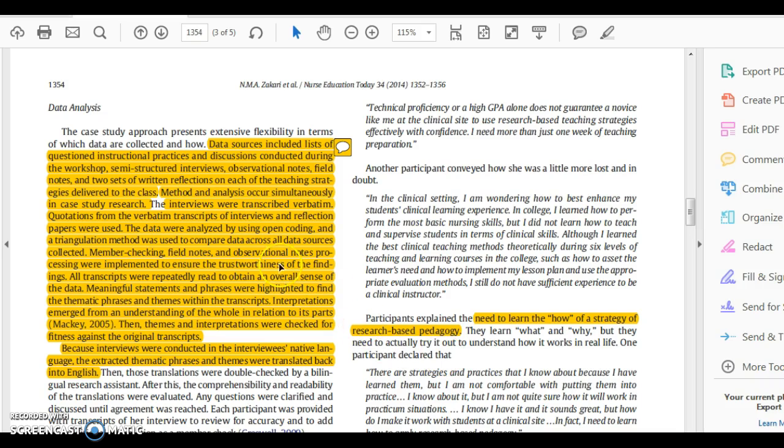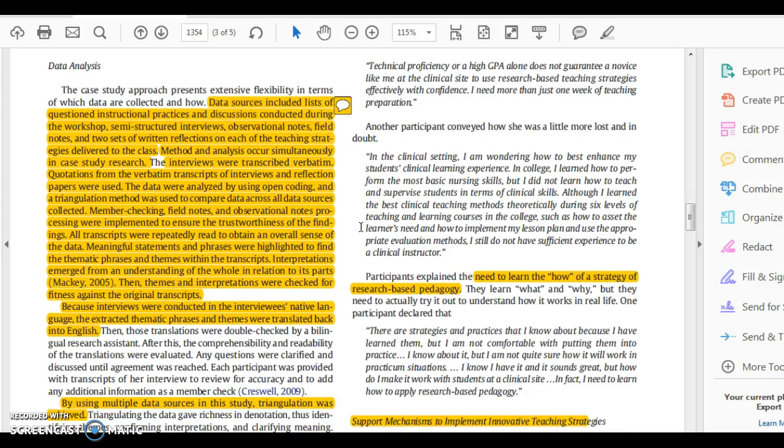Okay, and they talk about the specific things, dependability, confirmability, all those types of things that we know are important to qualitative studies. So data analysis, I might as well have just highlighted the whole article. These guys had a lot of data sources that they chose from. They also talked about how they analyzed it even further. Member checking, field notes, observational notes. They had the transcripts transcribed verbatim. They read them repeatedly. Their data sources were lots of things. List of question instructional practices. They had semi-structured interviews. So this is a pretty thorough study.